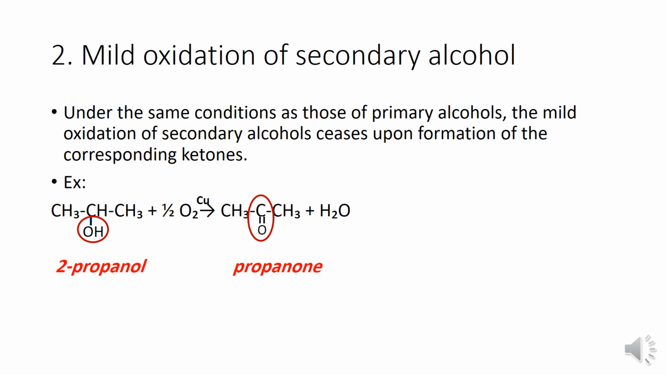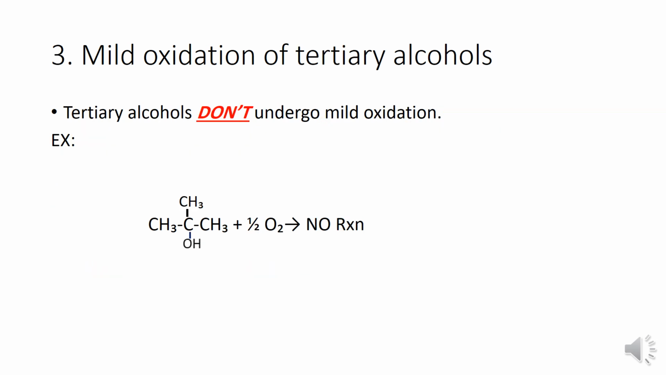How do we name this ketone? Since it consists of 3 carbon atoms, we call it propanone. It ends with -one. Now, the third one is mild oxidation of tertiary alcohol. Tertiary alcohols do not undergo mild oxidation. Let's take the example. You have the tertiary alcohol where the carbon bearing the OH has 3 R. So these 3 R hinder the formation of the product in mild oxidation.